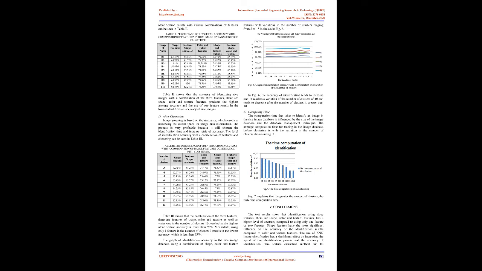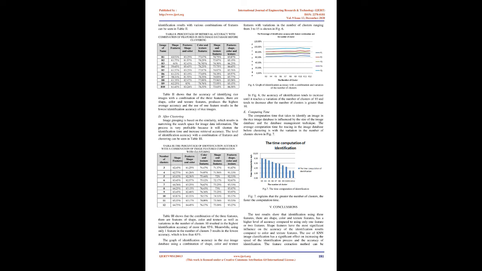C. Before clustering. Analysis of identification accuracy at this stage uses a database of rice images before clustering with a variety of combinations and the number of features used. There are features of shape, color, and texture. The accuracy value of the identification results with various combinations of features can be seen in Table 2.